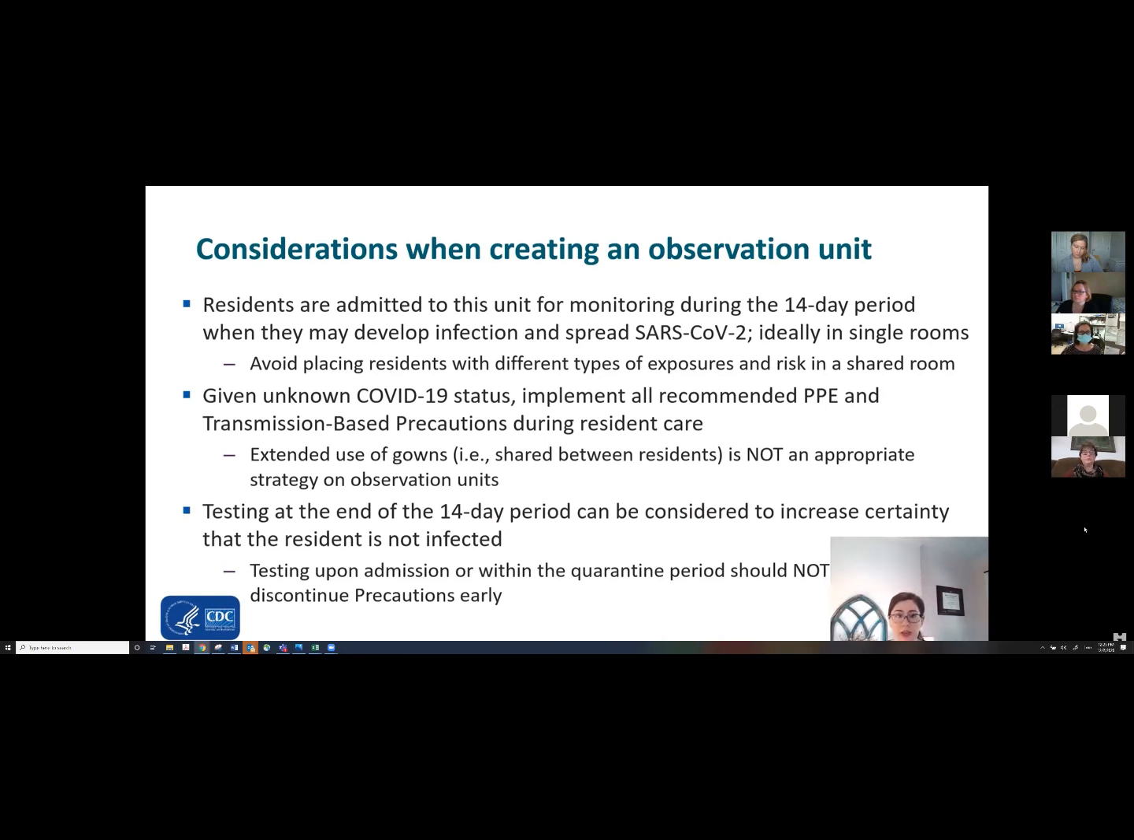In an observation unit, you are concerned that they may have that pathogen, but you have not yet confirmed it. So again, using those same gowns for multiple residents has the potential to increase exposures. And we're not just talking about SARS-CoV-2 here, we're also talking about other pathogens, C. difficile, MDROs, Candida auris. So this is not a recommended practice. And then last, testing at the end of that 14 days is something that you can consider to increase the certainty that the resident's not infected. But testing earlier on is not something that should be used to discontinue precautions and move those residents out of the observation unit.